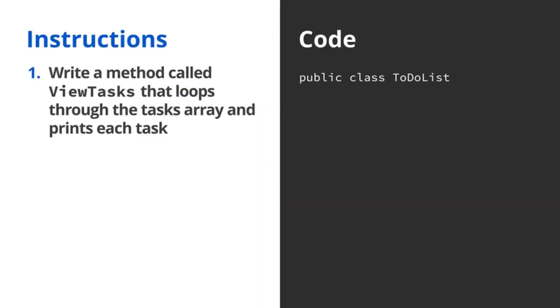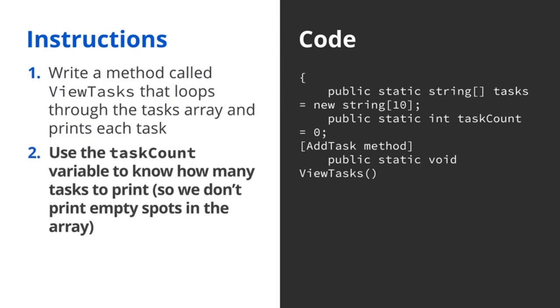Now we will create a method to display all the tasks the user has added so far. This method will loop through the tasks array and print each task. To view the tasks, we'll use a loop to go through each element in the tasks array. The loop will start at index 0, the beginning of the array, and will stop once it reaches taskCount. This ensures that we only print the tasks that have been added and avoid printing empty spots in the array.